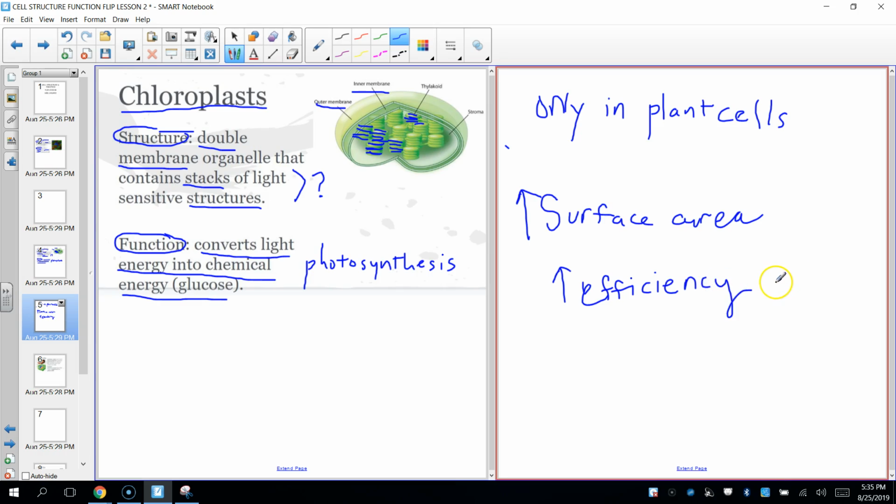Okay? So again, structure, it's got a double membrane and stacks of structures. The function of the chloroplast is to convert light energy into chemical energy, and we call that photosynthesis. The reason why it has these stacks of structures is to increase the surface area, and then that increases the efficiency, right? And another fact we got from this is that we only find them in plant cells. Okay? All right, we're going to stop right there.